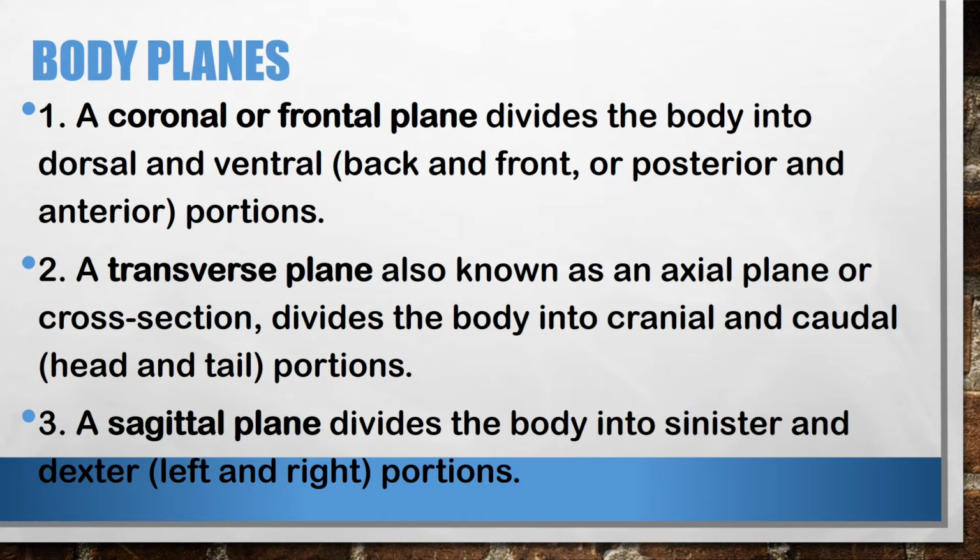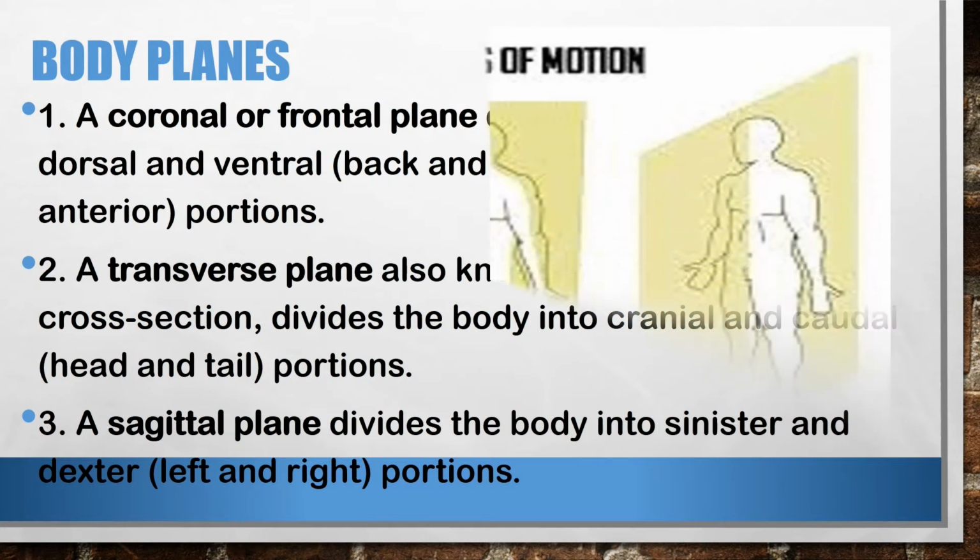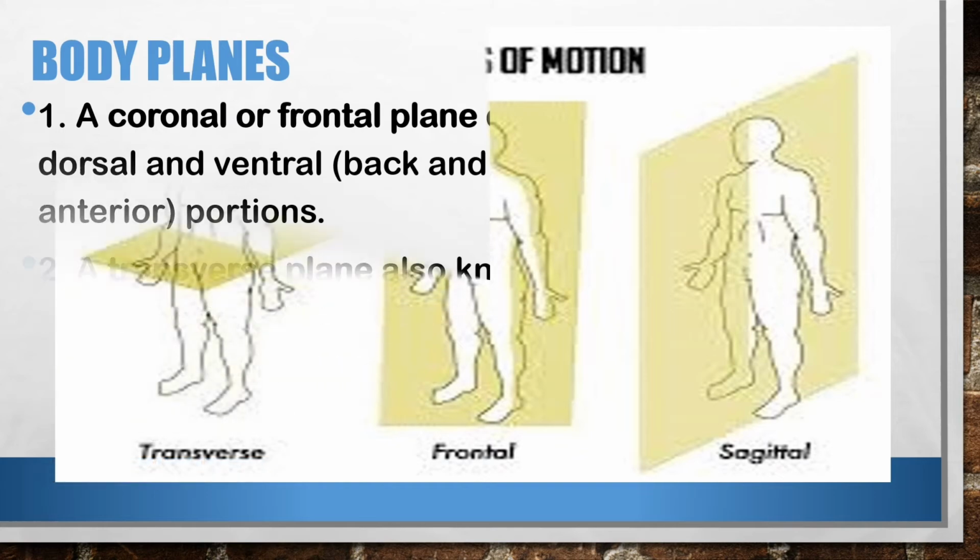Now take a look at these body planes. A coronal or frontal plane divides the body into dorsal and ventral, or back and front, or posterior and anterior portions. A transverse plane, also known as the axial plane or cross-section, divides the body into cranial and caudal, head and tail portions. A sagittal plane divides the body into sinister and dexter, the left and right portions.